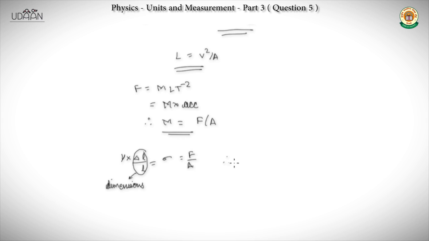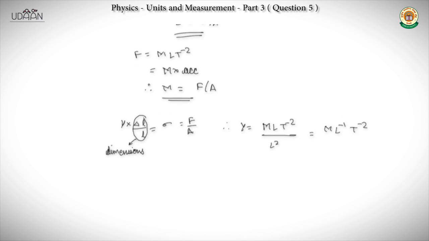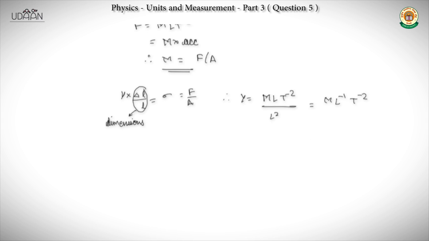Right. So therefore Young's modulus is equal to force upon area, which is equal to m L t to the power of minus 2 upon L square, equal to m L to the power of minus 1 t to the power of minus 2. And we already know the dimensions of m, L and t in terms of the new dimensions. So mass is equivalent to F upon A. So we'll just write it down over here.